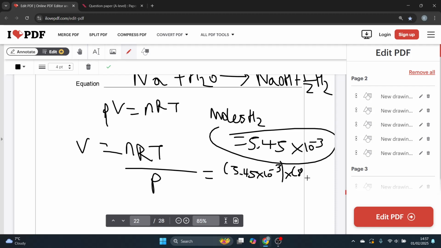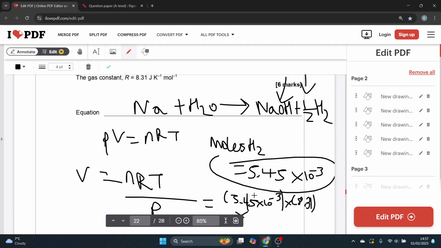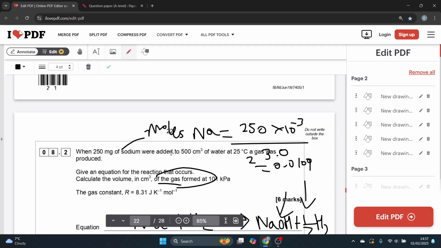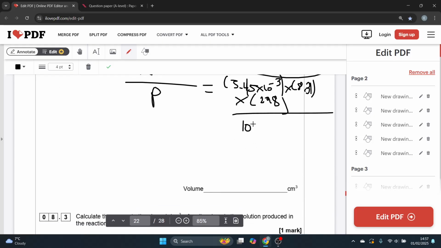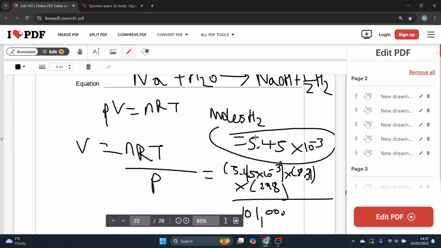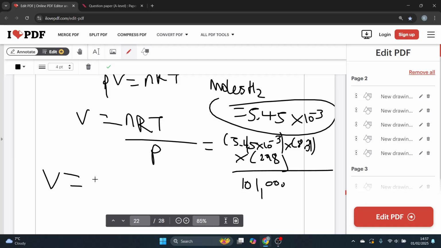Times by 8.31, times by the temperature, which needs to be in Kelvin, and I've got the temperature in degrees, so I need to add 273, giving 298 Kelvin, divided by pressure, obviously in pascals, so 101,000. And then this will give me the volume in meters cubed, 1.33 times 10 to the power minus 4 meters cubed. Because remember, volume's always measured in meters cubed.